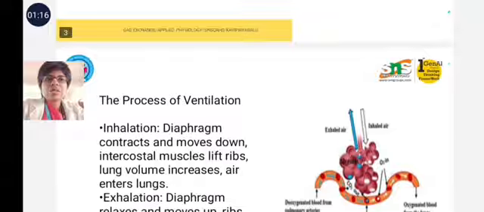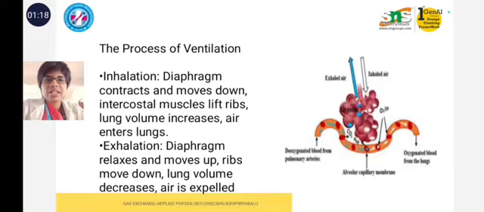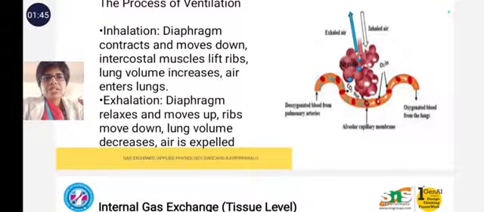So the process starts with inhalation. Initially it is inhalation: the diaphragm gets contracted and moves down, and the intercostal muscles lift the rib, and lung volume increases. That is, the air inside the lung increases, and air enters into the lung. Then exhalation: the diaphragm gets relaxed and moves up, so the rib moves down and the lung volume decreases. Air in the lung gets expelled.